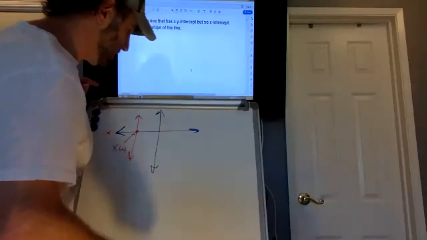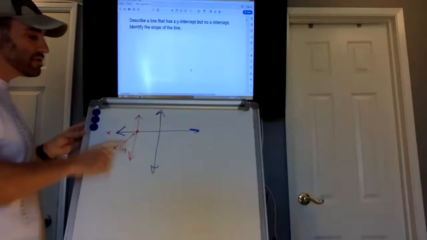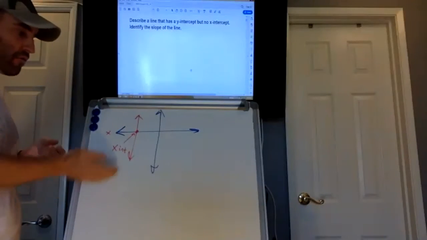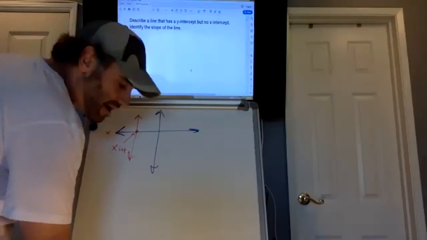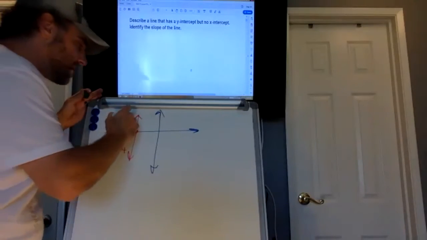No x-intercept. This is wrong, because you have an x-intercept. This said no x-intercept. This can't be. A vertical line does go through the x-axis. What you need, my friends, is a horizontal line.